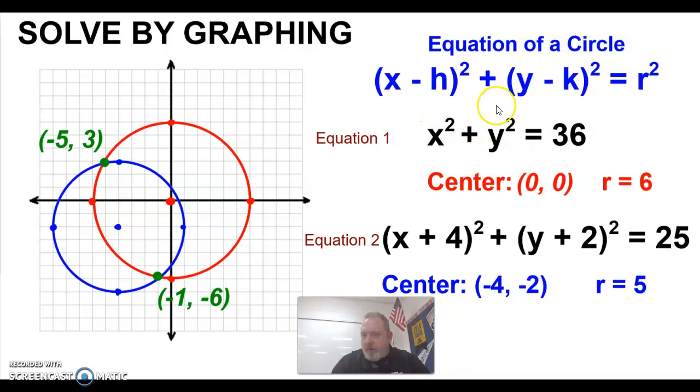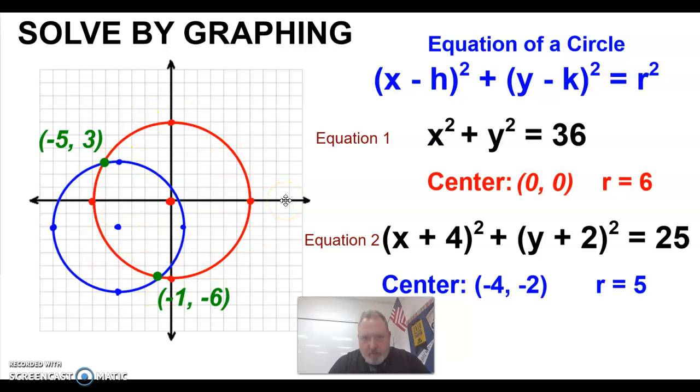So our first equation right here, x squared plus y squared equals 36. We've got a center point, since we're not subtracting anything from x and y, at 0, 0. And our radius is 6. So when I graph this circle, I have my center point at 0, 0. I went up 6, down 6, right and left 6. So that'll give me enough points to make that circle.